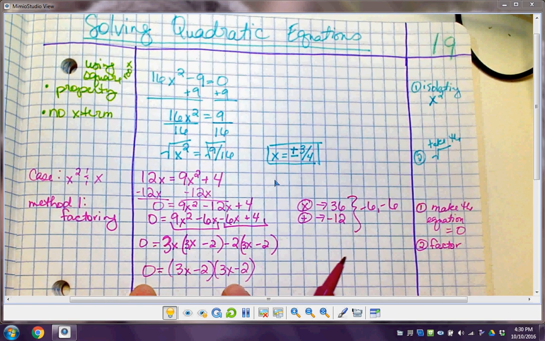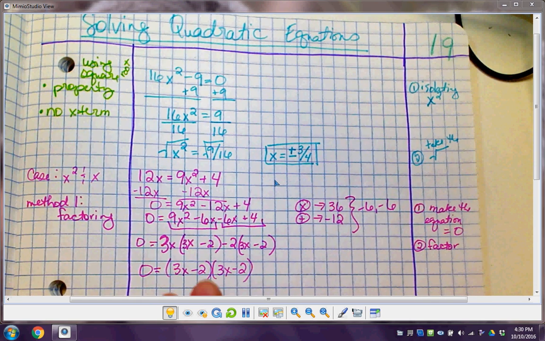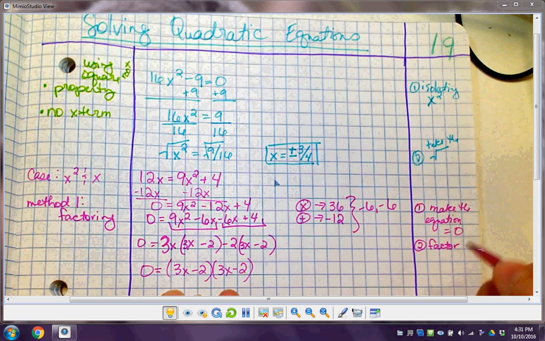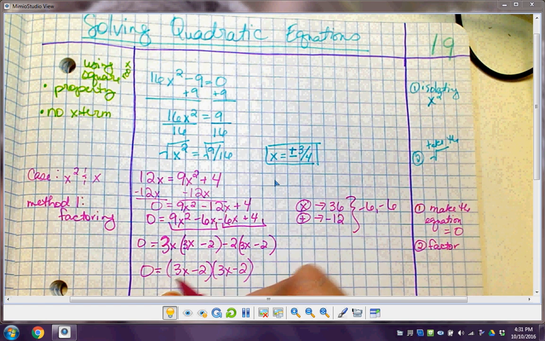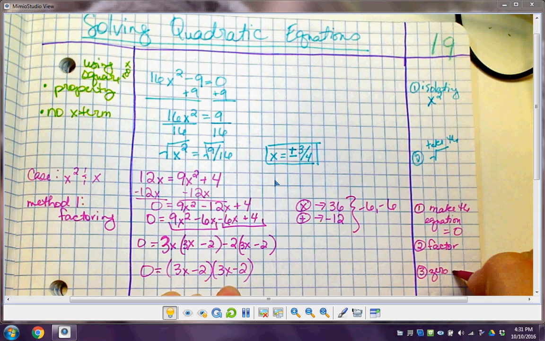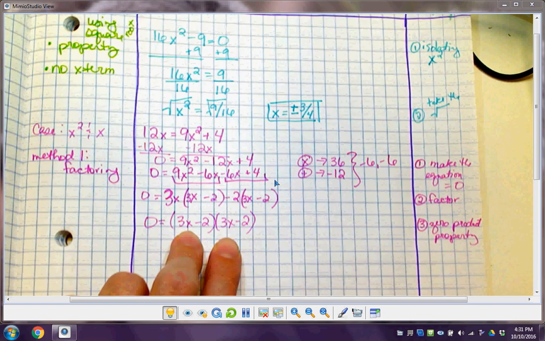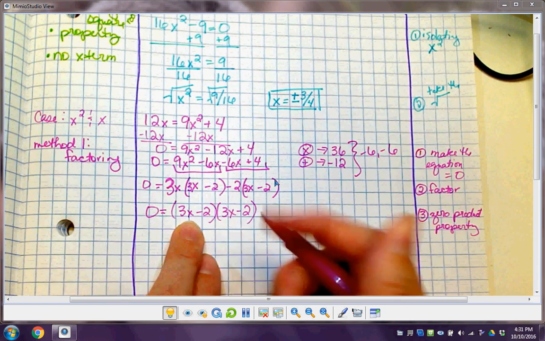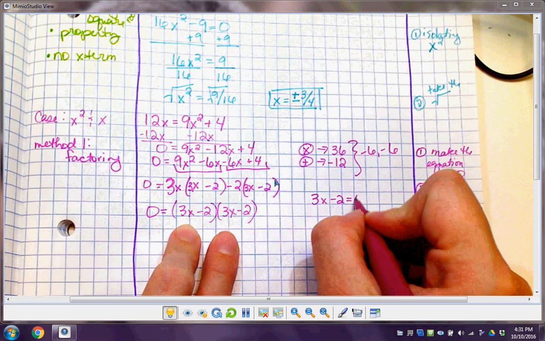So you've probably seen something like this before. We did it when we had parabolas and we were finding the 0 of a parabola. I've got two numbers that multiply to give me 0, and so the zero product property tells me that one of these must equal 0. And they're the same, so I'm really only going to write it once. 3x minus 2 equals 0.